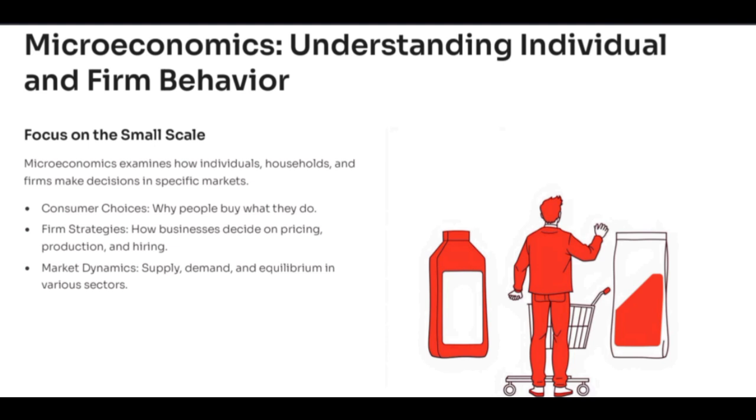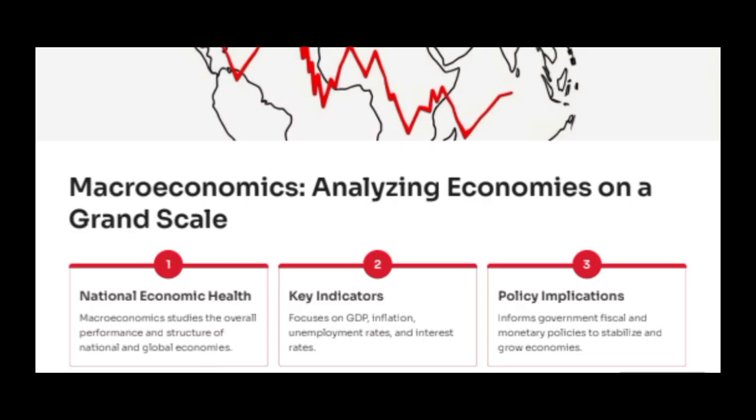In firm strategies, why does a company like Apple release a new iPhone every year? A microeconomist would analyze consumer demand, production costs, and competitor pricing to explain this strategy.